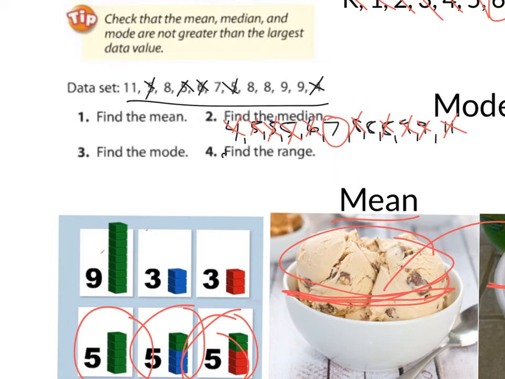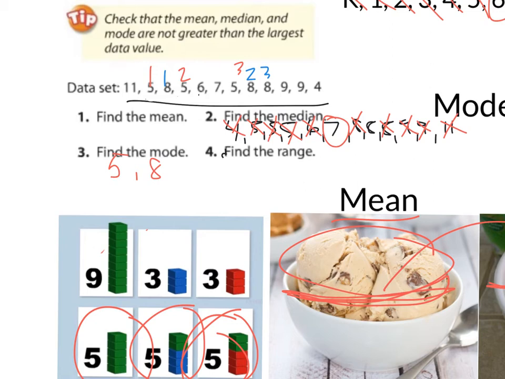Now find the mode. I remember that the mode is whatever appears the most. Which one has the most numbers? There are 3 5s, 2 9s, and 3 8s. There are the same amount of 5s as 8s. Therefore, the mode is 5 and also 8. See, there's 1, 2, 3. There's also 1, 2, 3.